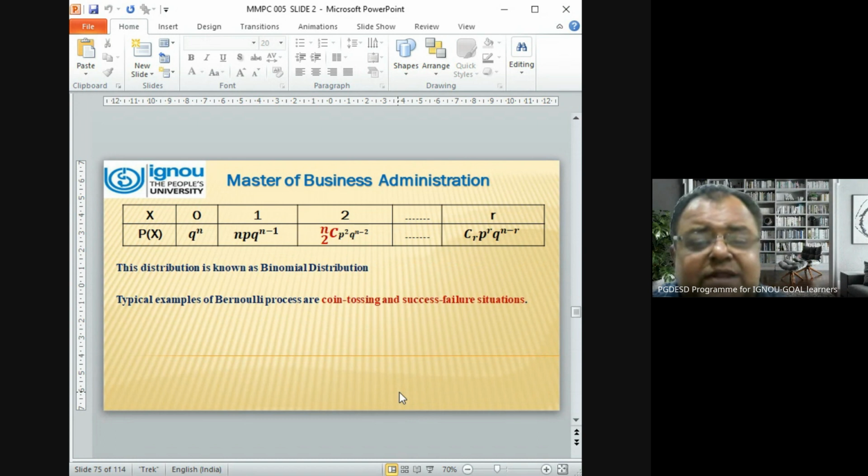Now the thing is, where is this Bernoulli's process applied? Normally in your problem it is never written that it is to be solved by Bernoulli's theorem or by Poisson theorem. Normally, typical examples of Bernoulli's process are coin tossing and success-failure situations.